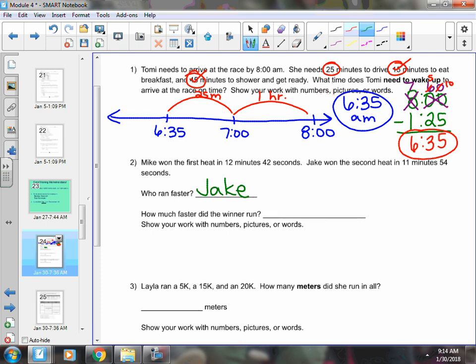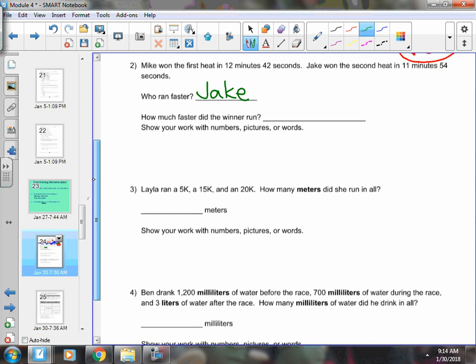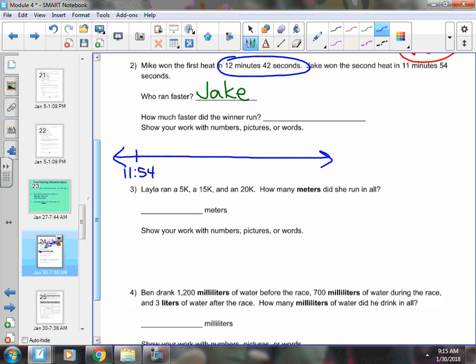But now I need to know how much faster. So I'm going to show it in 2 ways again, a number line as well as a subtraction problem. Our number line here, and I'm going to start at the lower time and jump up to the higher time. And how much I had to jump is the difference between the 2. So the lower time is Jake's time, 11 minutes, 54 seconds. And I'm going to jump up to Mike's time. You can jump in a whole bunch of different ways, but I like to jump to easy numbers.